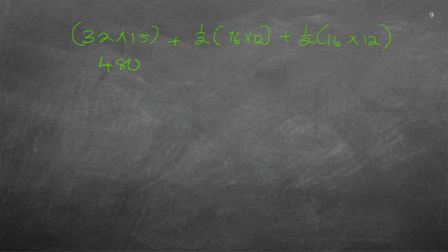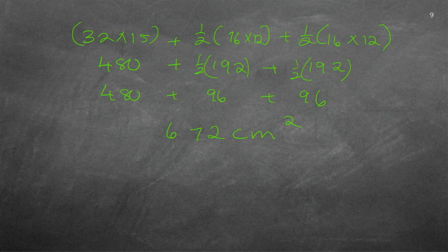This is 480 plus 192 plus 192, half of that. So it's going to be 480 plus 96 plus 96. This is going to give us 672 centimeters square. I hope you got this one right.